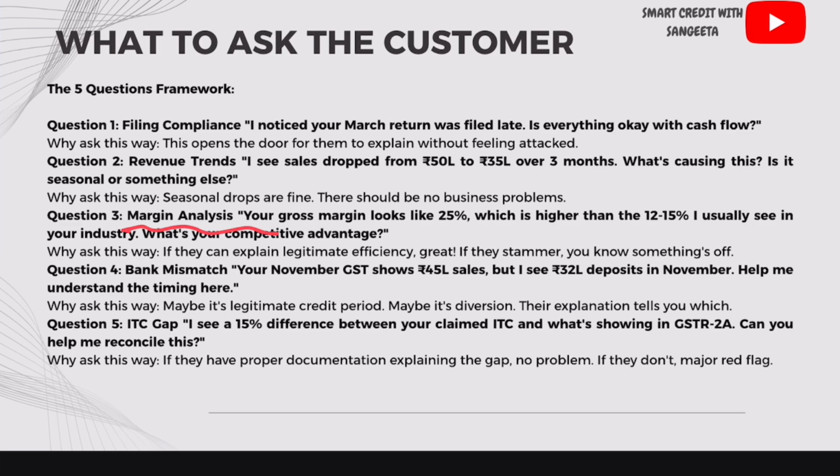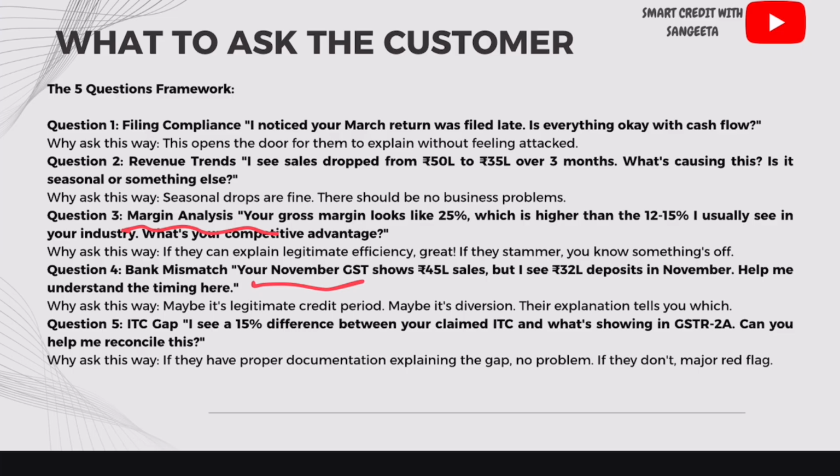Now, question number 4, which I found during my career is the most common: bank mismatch. So your November GST shows 45 lakh sales, but I see only 32 lakh deposited in your account in November. Can you help me understand what the timing is here? Now, when you ask this, maybe the sales were on a credit period, right? Or maybe it's diversion, and their explanation will tell you everything, right?